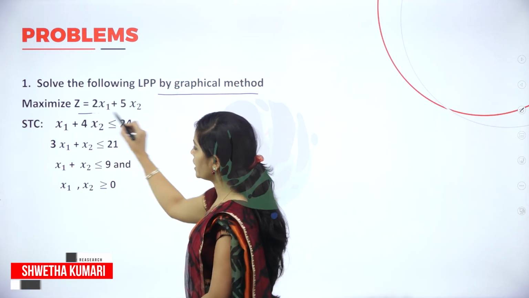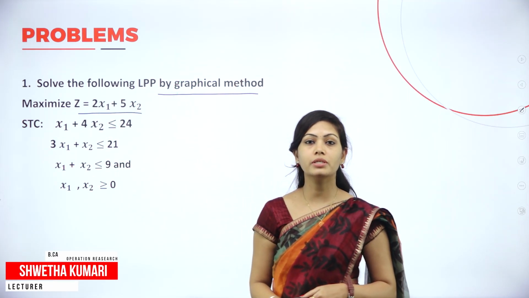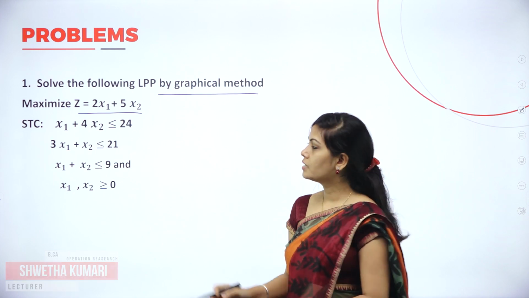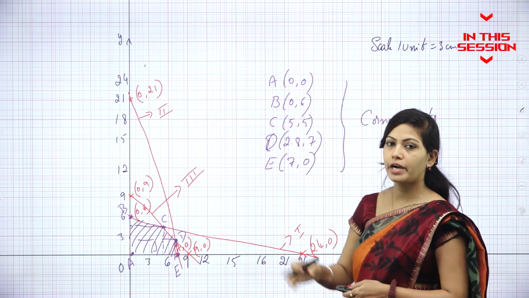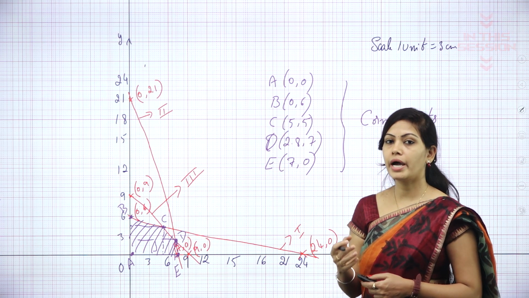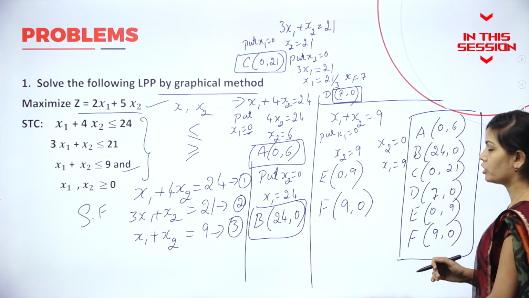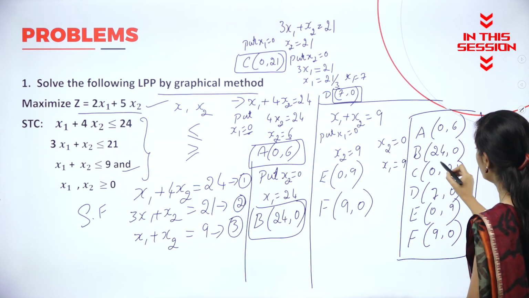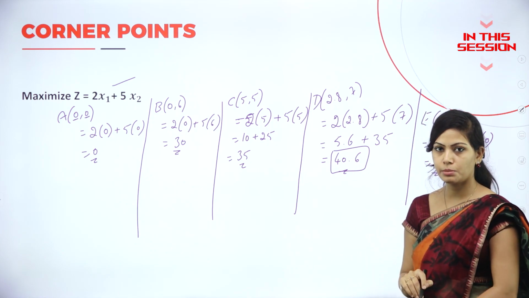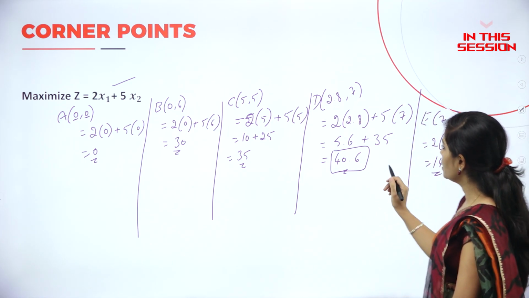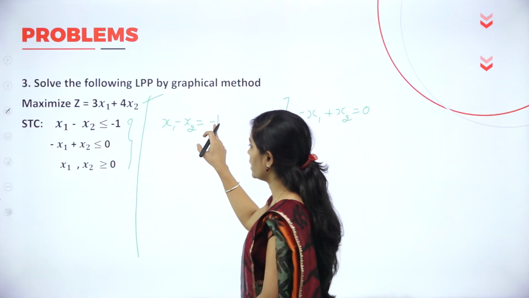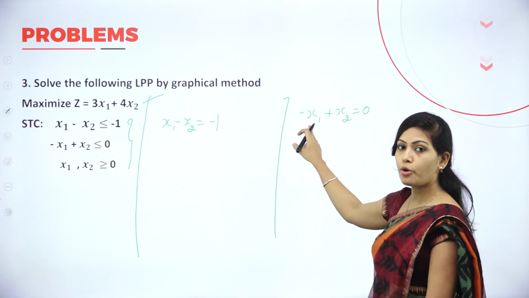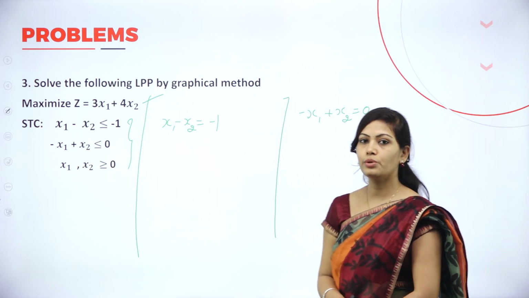So first we have to check whether it is a maximization or minimization problem. Here, these are the corner points we got. Using these corner points, we can find the optimum value. You have to find the maximum point here. So which is the maximum here? 24 is the maximum point, so 40.6 is the maximum value. It comes under the point x1 is equal to, in the first constraint we have a negative value, and here also we have minus x1 plus x2 is equal to 0.